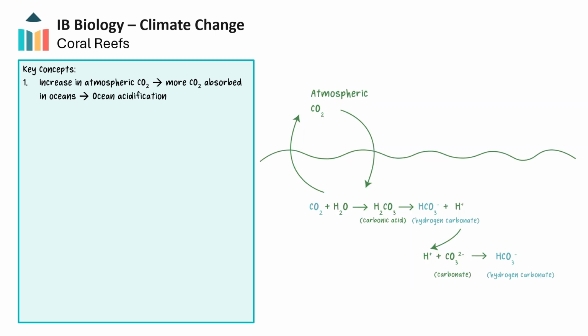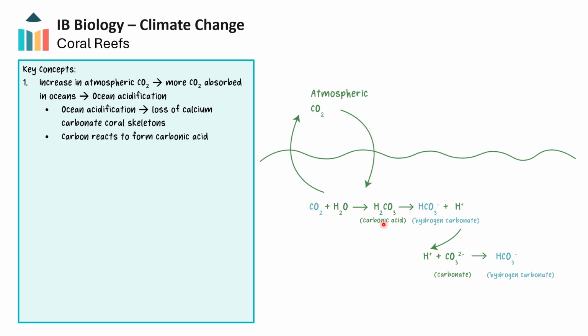Coral reefs are highly sensitive to both ocean acidification and warming temperatures, making them highly vulnerable to climate change. Increased atmospheric carbon dioxide concentrations result in more CO2 being absorbed by the oceans, leading to ocean acidification. Ocean acidification causes loss of calcium carbonate that impairs the ability of corals to form calcium carbonate skeletons, decreasing coral reef building. When carbon dioxide naturally dissolves in ocean water, it can spontaneously react to form carbonic acid, which dissociates into hydrogen ions and hydrogen carbonate ions.